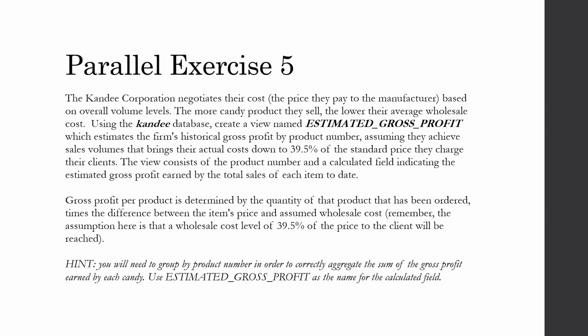Gross profit per product is determined by the quantity of that product that has been ordered, times the difference between the item's price and assumed wholesale cost. Remember, the assumption here is that a wholesale cost level of 39.5% of the price to the client will be reached. Hint: you will need to group by product number in order to correctly aggregate the sum of the gross profit earned by each candy. Use estimated gross profit as the name for the calculated field.